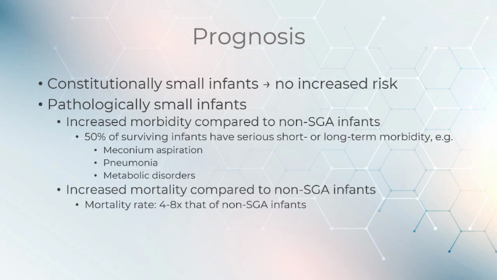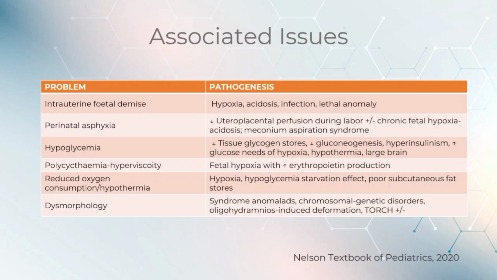The mortality rate is 4 to 8 times that of non-SGA infants. Associated issues, according to Nelson Textbook of Pediatrics from 2020, are listed in this table. Please pause the video to take a closer look.